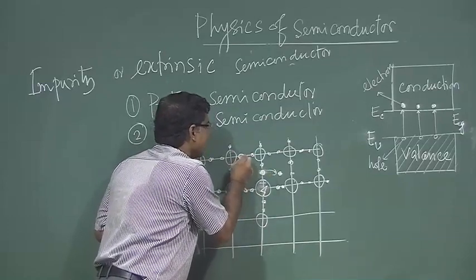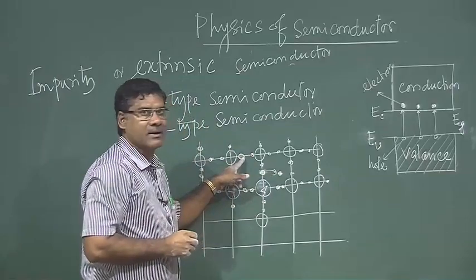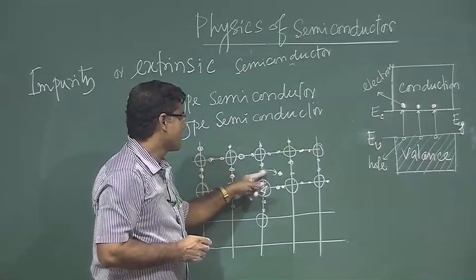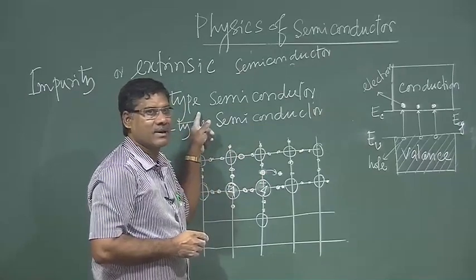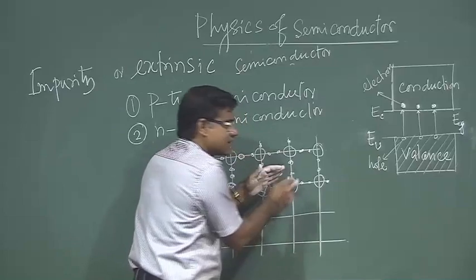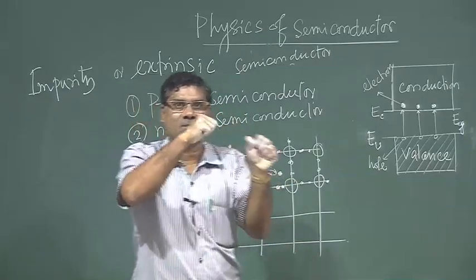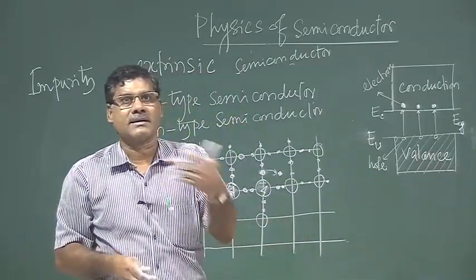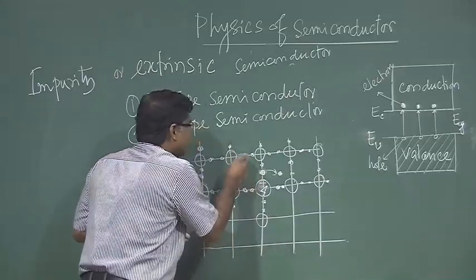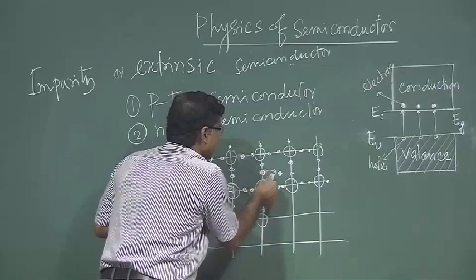Now, a hole will be generated here. So, as if the hole is now moving this side, and the electrons are moving the other side. So, holes and electrons are moving, and they are conducting in the system. Okay. So, anyway, what I want to mean here.